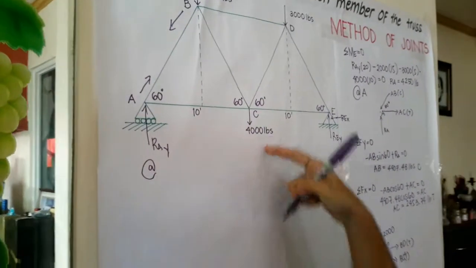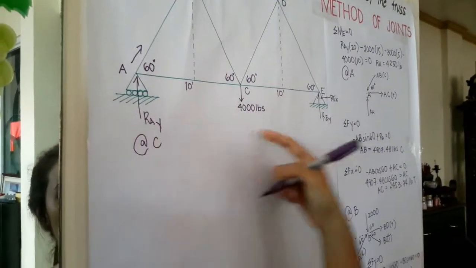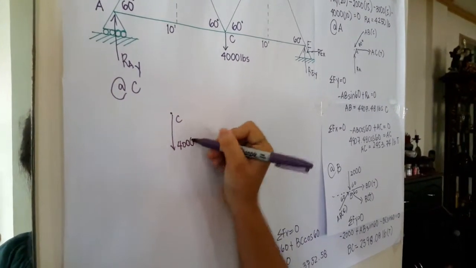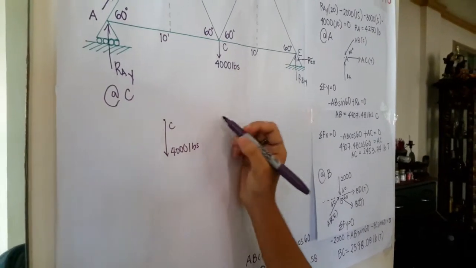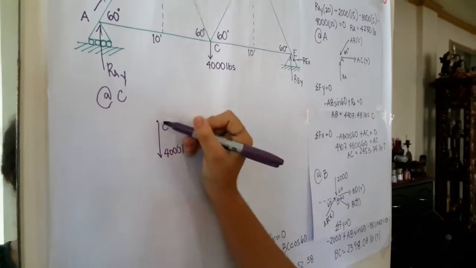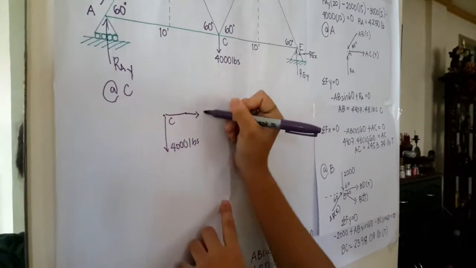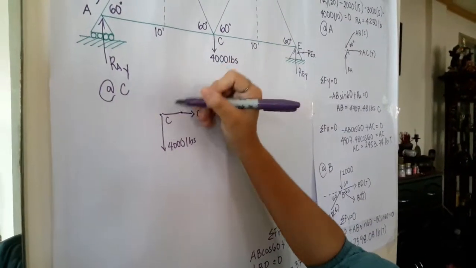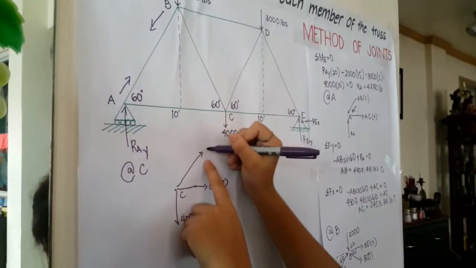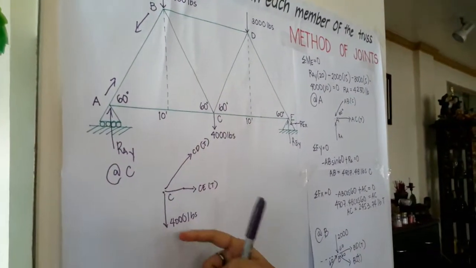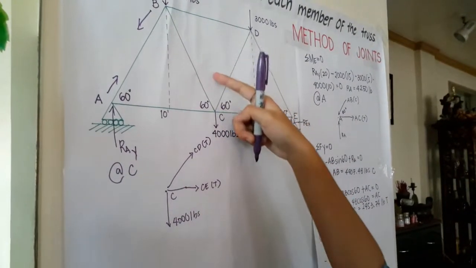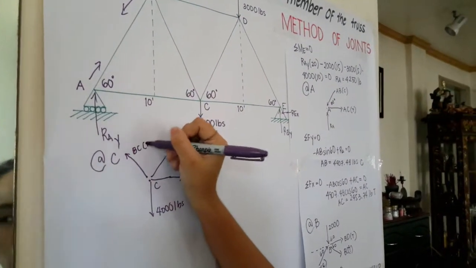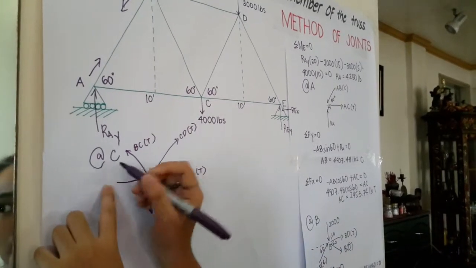I start at point C, since there's a given. So like before, free body diagram, point C, there is 4,000 pounds. And then at point C, I will assume that CE is in tension. So my direction is to the right, CE, tension. And then CD, this is CD. I will also assume that this is in tension. So upward to the right, CD in tension. And then BC here, this is in tension, BC. So here, BC tension. And then AC, going here.